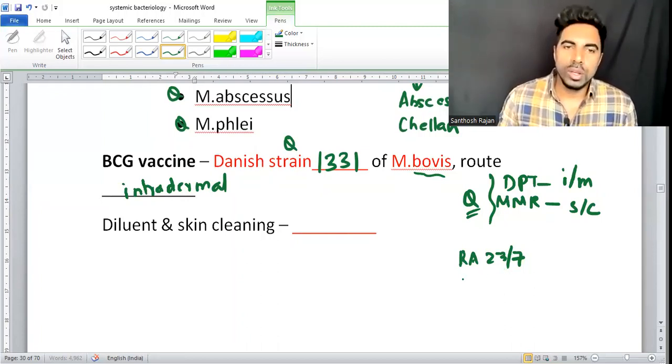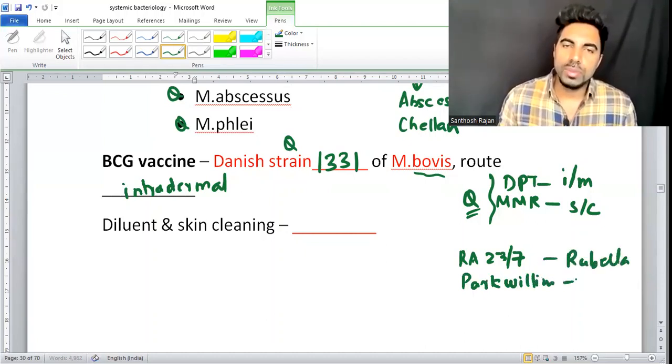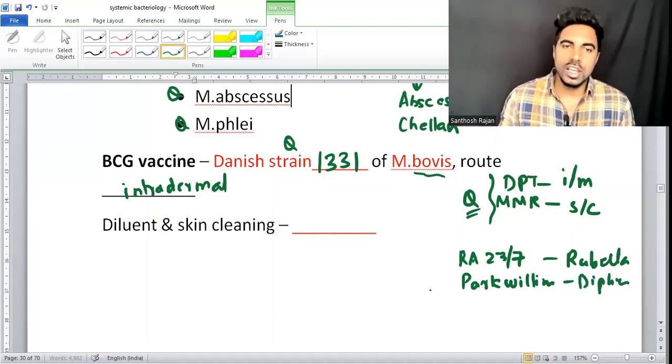Okay, and other one, आपको Park Williams strain. Park Williams strain, किसमें आता है? Park Williams. This is diphtheria. ये पूरा some of the important vaccine strains. Chicken को क्या बोलोगी? Okay, strain for chickenpox, chickenpox.